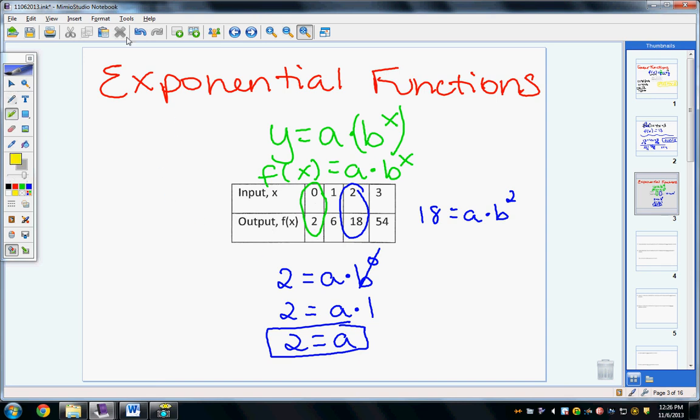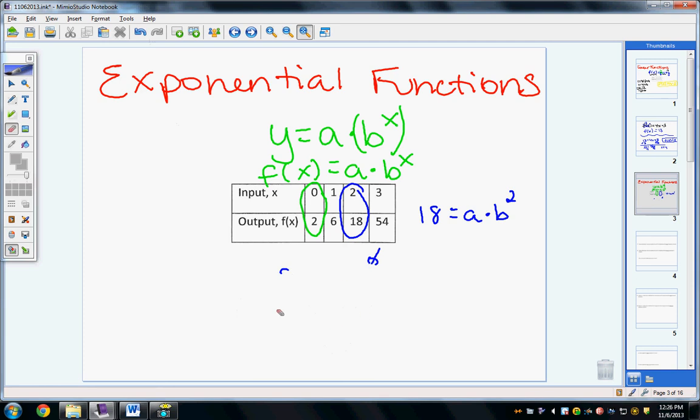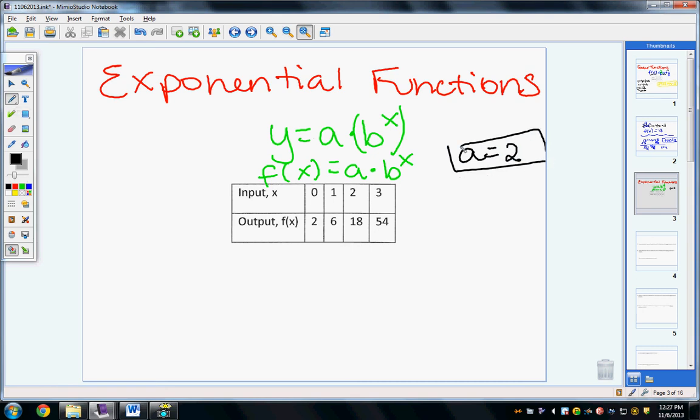All right, so now we just figured out that a was equal to 2. Okay, that means for all of this problem right here, a will be equal to 2. I don't mean every other problem that you're going to do for the rest of your life with exponential functions. I just mean for this particular table, this particular equation, a is going to be equal to 2.